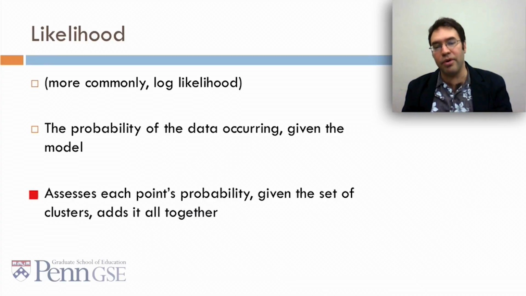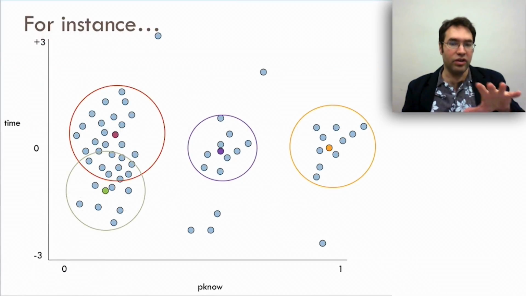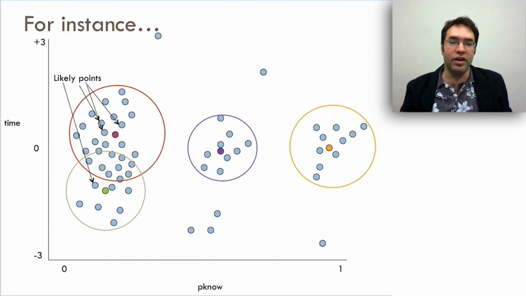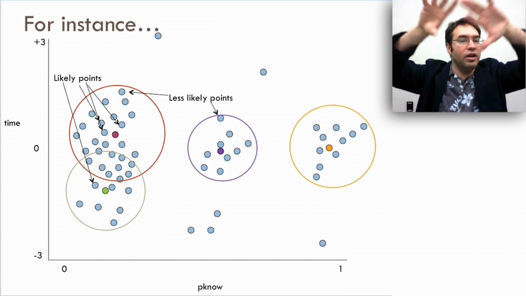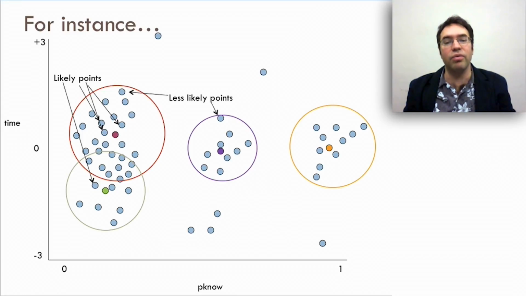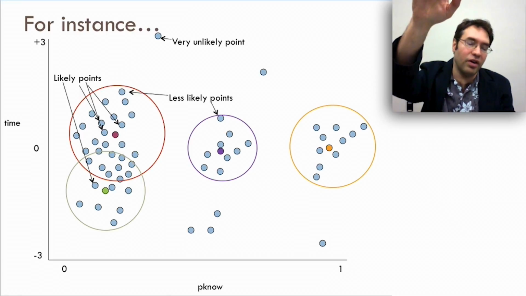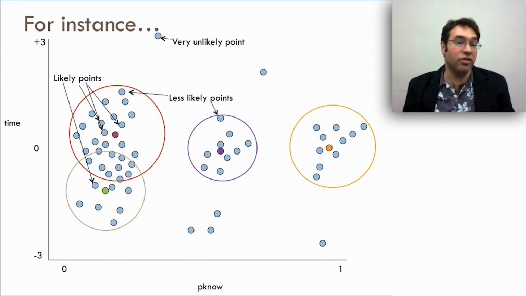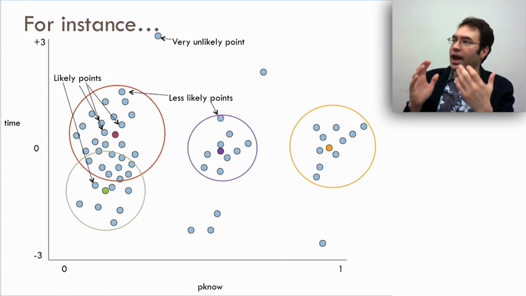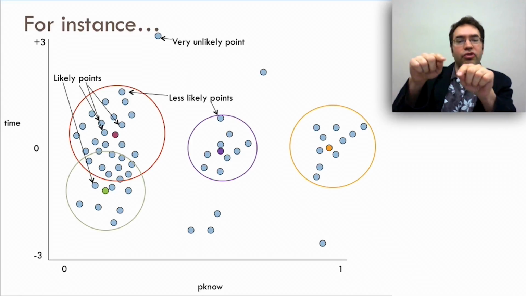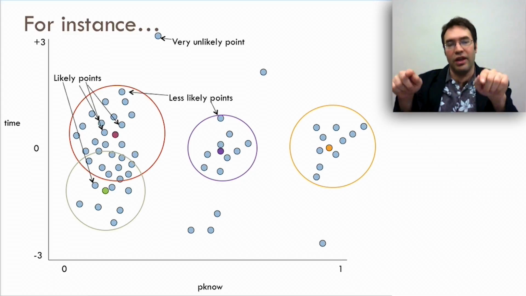It assesses each point's probability given the set of clusters, given the centroids and the radii, and adds it all together. So for instance, for this set of 4 clusters, these are very likely points because they're very close to a centroid. These are less likely points because they're on the edge. They're still relatively likely because they're within the radii, but they're less likely if you really think that data is clumped by these centroids. And finally, this up there is a very unlikely point because it doesn't fit based on this clustering scheme. So the basic idea of this likelihood-based approach is to say, how probable are the points if the data was truly characterized by these centroids and these radii?